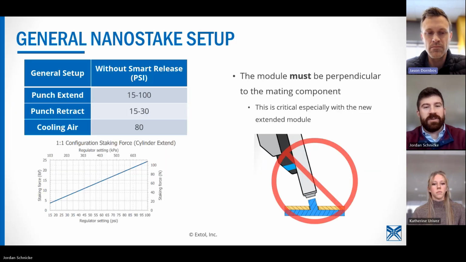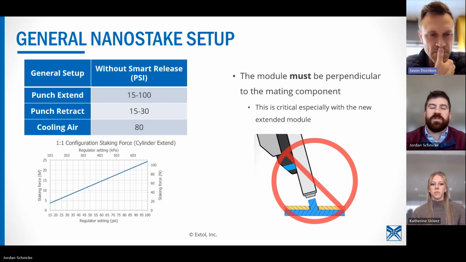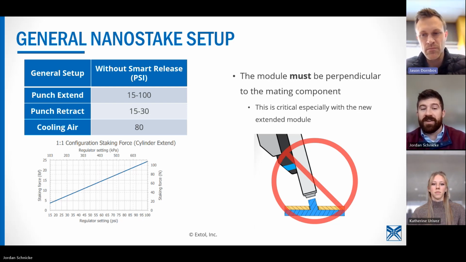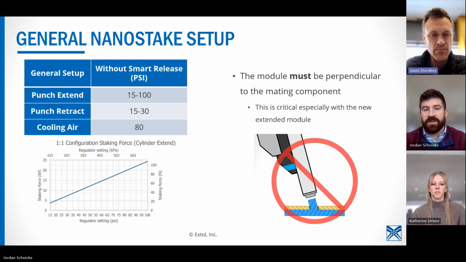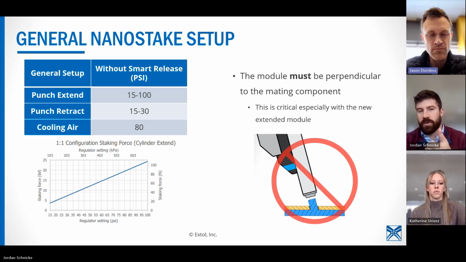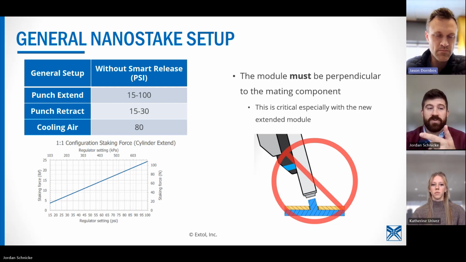So, general NanoSTAKE setup. This is going to be pretty lengthy. As Jason mentioned, if you have any questions at any time, feel free to just chime in and chat. I'll start with what I think is one of the first items, and that's your pneumatic settings. There are essentially 3 things to look for. What's your extend? How much force are we putting on the part? How much force is being used when we retract the module? And then what is the amount of air you can actually push through these? So your cooling air.